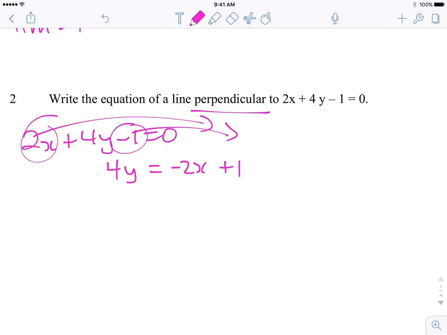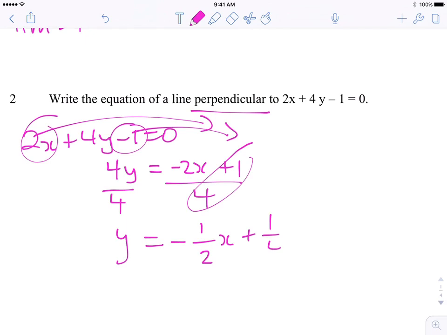And we have 4y divided by 4, so that we end up with y equal. Divide both sides by 4. Negative 2x divided by 4. Negative divided by positive is negative, so my answer is going to be negative. And 2 divided by 4 is 1/2, so negative a half x. And then 1 over 4 is plus 1 over 4. So our slope is negative a half.